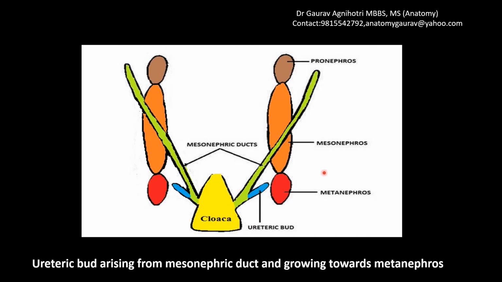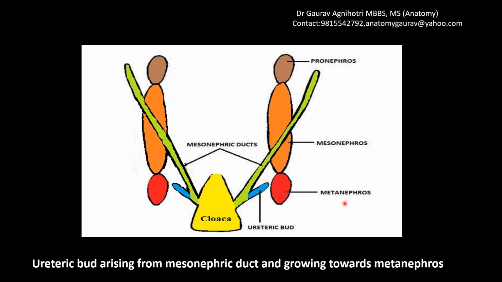The next stage is the metanephros. This is the functional kidney in amniotes. Amniotes means those having an amniotic cavity, and they include birds, reptiles, and mammals. In fact, metanephros is the functional human kidney in vertebrates. So this metanephros lies in the sacral region, and it forms the definitive kidney in vertebrates.